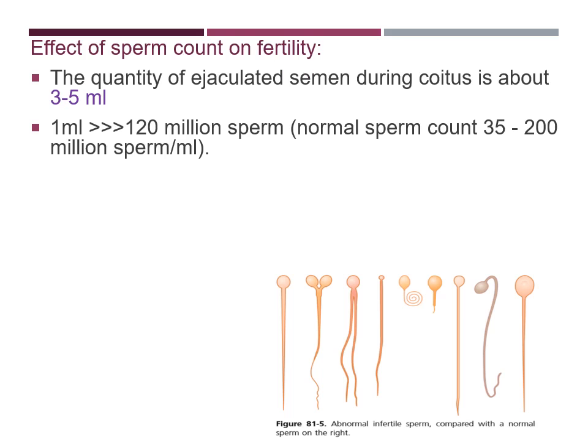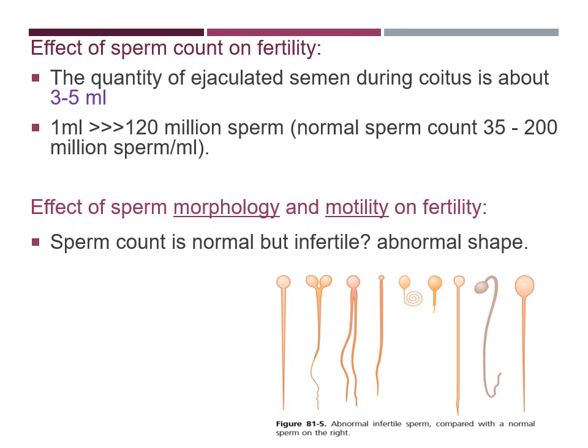The quantity or volume of semen that is ejaculated is about 3 to 5 ml, and in every ml there will be an average of 120 million sperm. That's the normal average of a sperm count.